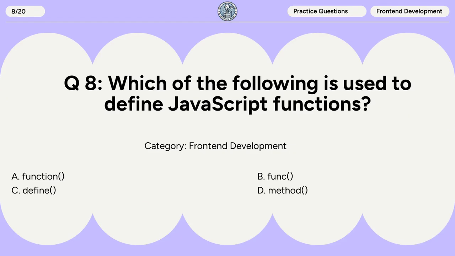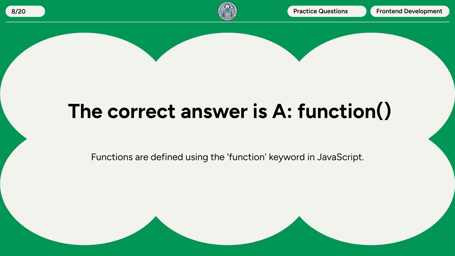Question 8. Which of the following is used to define JavaScript functions? A. Function. B. Func. C. Define. D. Method. The correct answer is A. Function. Functions are defined using the function keyword in JavaScript.